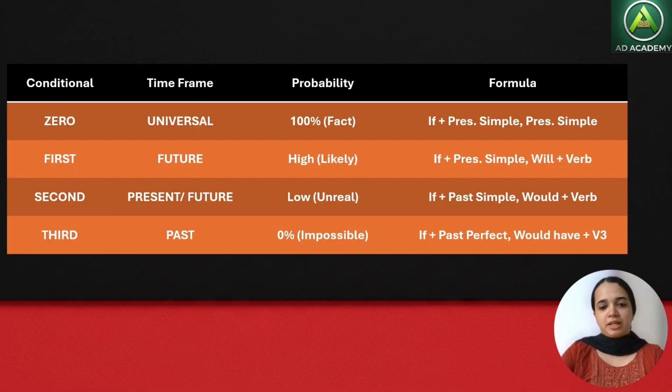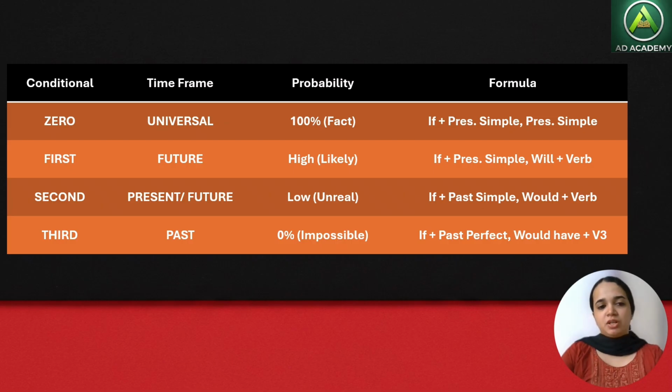So I have structured it like this. It's very easy to understand. For the zero conditional, universal truths or facts, the probability is 100%, as the result is the same. If you heat ice, it melts. That is 100% we are sure about it. So the structure is if plus simple present, and after the comma comes the independent part.